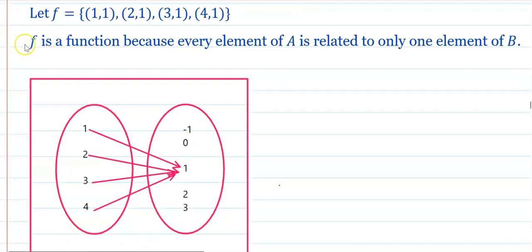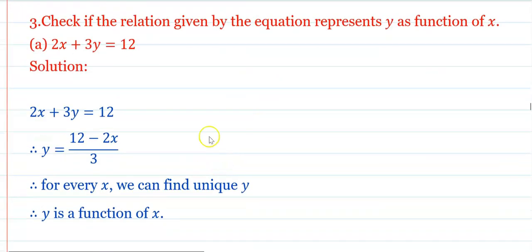Once again, F is a function because every element of A is related to only one element of B, and hence it is a function. Now the next: check if the relation given by the equation represents y as a function of x.